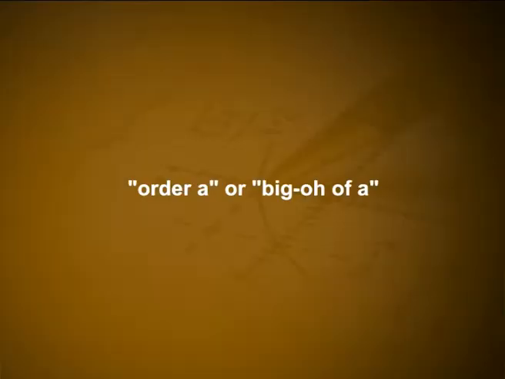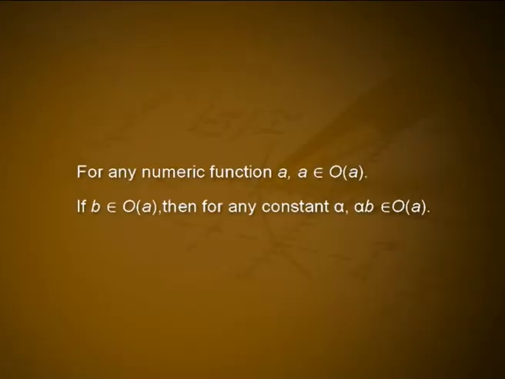For any numeric function a, modulus a asymptotically dominates a. For a given numeric function a, let O(a) denote the set of all numeric functions that are asymptotically dominated by a. Then O(a) is read as order of a or big O of a. Any numeric function a is an element of O(a). If b is an element of O(a), then for any constant alpha, alpha b is an element of O(a). For any integer i, s^i b is an element of O(s^i a).